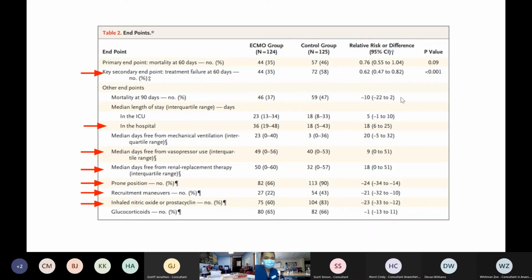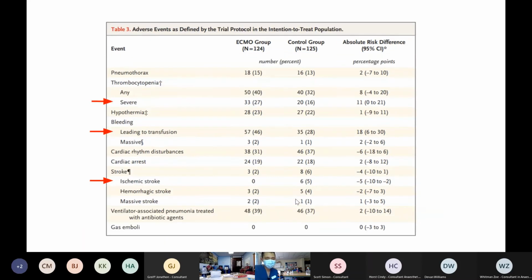So just to show you other things which may or may not be significant. The ECMO group has less treatment failure, but they have a longer stay in hospital. They have more days free of vasopressor use. That means the control group needed more vasopressors. The ECMO group had more days free of renal replacement therapy. That means the control group needed more dialysis. And obviously, the ECMO group required less proning, less recruitment, and less use of inhaled pulmonary vasodilators. So I think none of them are surprising, really.